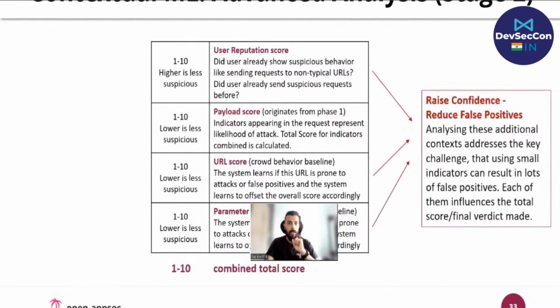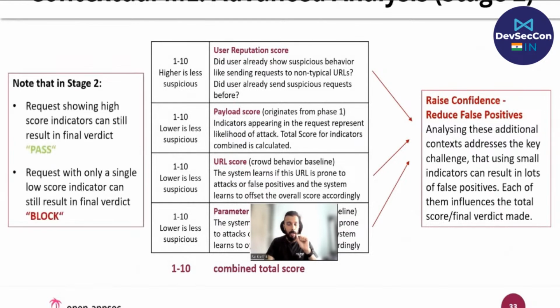So when this URI, when this request comes in, each of these models assigns a score, and that is then taken into account for a decision. The user reputation model will take into account the reputation of that specific user. The payload score model will take into account the payload that's present in that particular request and compare it to the payload that typically has been present for that kind of request. And same thing with URL, same thing with parameter. It looks out for crowd behavior as well. These two scores look for crowd behavior as well, as a baseline to be compared with.